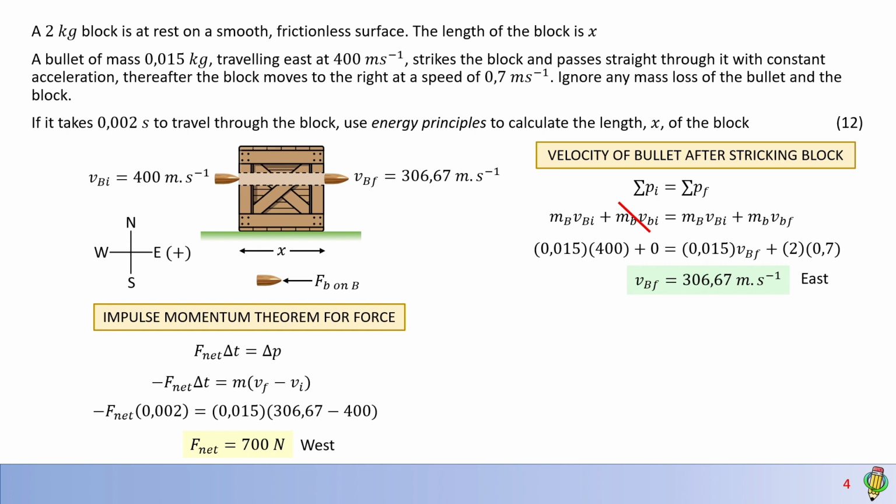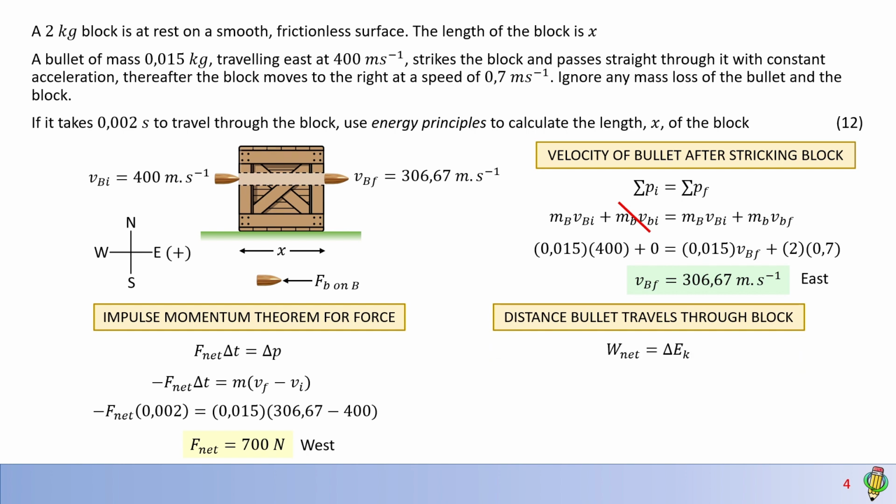Now that we have the net force acting on the bullet, we can then find the distance traveled through the block. For this, we use the work energy theorem, which says work net is equal to the change in kinetic energy. The work net term becomes F net multiplied by the change in x, which is the distance traveled, multiplied by the cosine of 180 degrees because the force is applied in the negative direction to where the bullet is going. And this is equal to half of the mass multiplied by the final velocity squared minus the initial velocity squared.